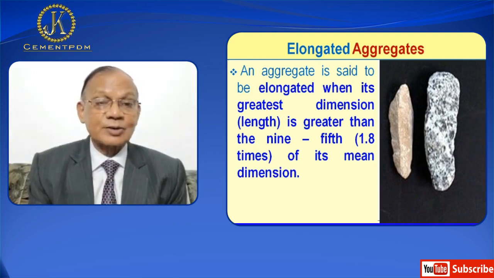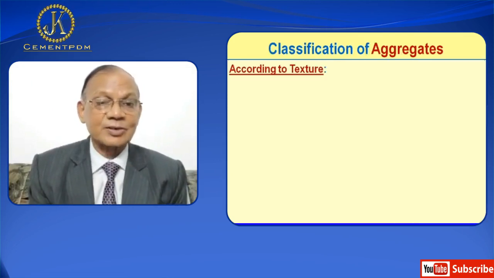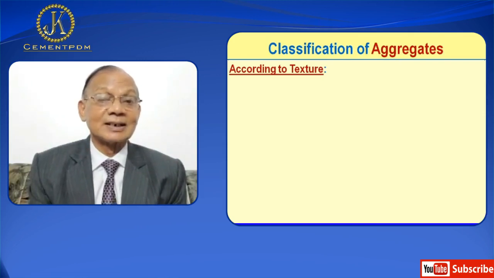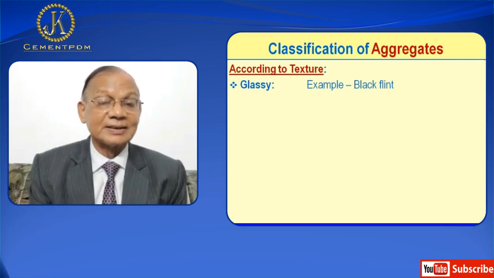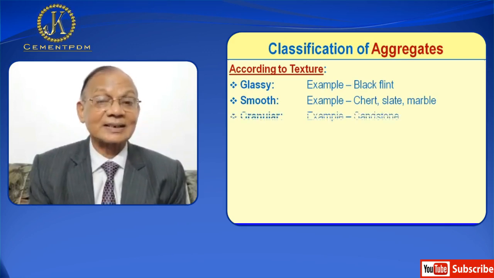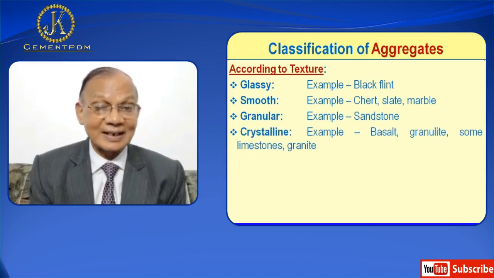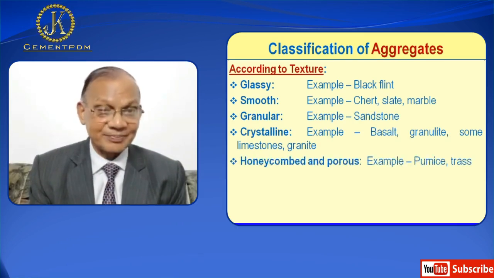Now, I will talk about classification according to texture. Under classification according to texture, we have glassy, for example black flint. Then you have smooth, example charred slate, marble. Then we have granular, for example sandstone. Then we have crystalline, example basalt, granulite, some limestone, granite. Then we have honeycomb and porous, example pumice, cast.